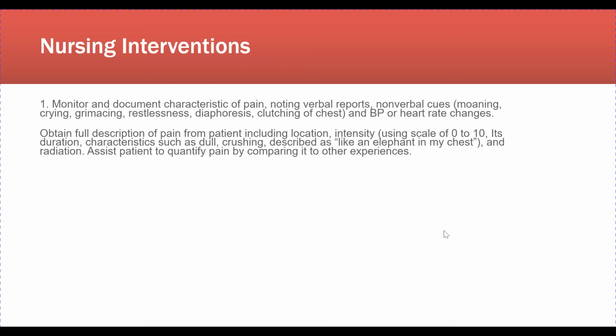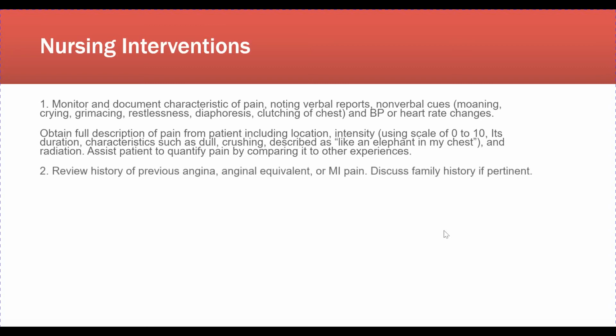Obtain a full description of pain from the patient including location, intensity using a scale of 0 to 10, its duration, and characteristics such as dull, crushing, described as like an elephant in my chest, and radiation. Assist the patient to quantify pain by comparing it to other experiences. Rationale: pain is a subjective experience and must be described by the patient. It provides a baseline for comparison to aid in determining effectiveness of therapy, resolution, and progression of the problem.